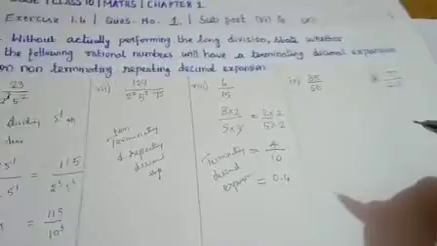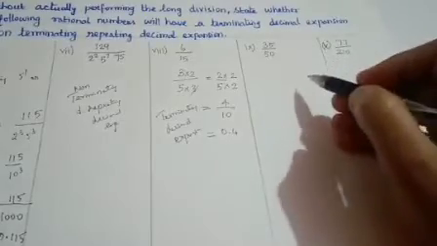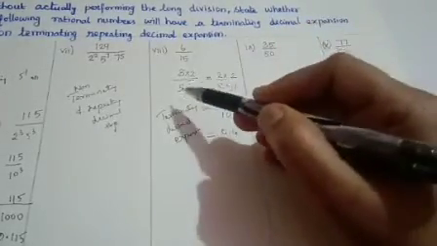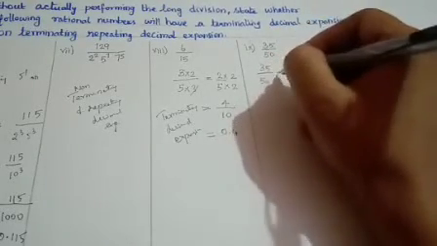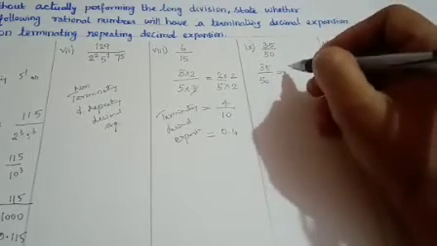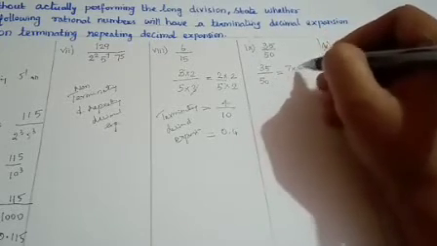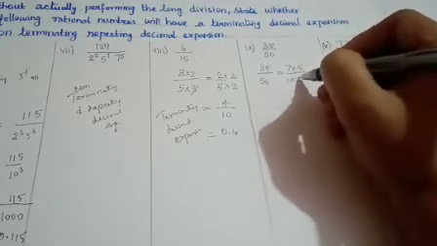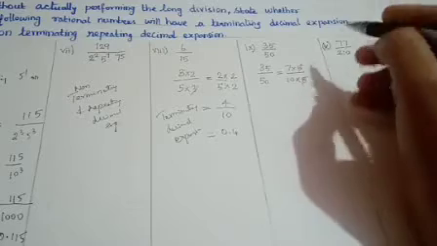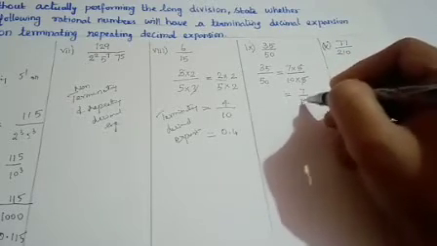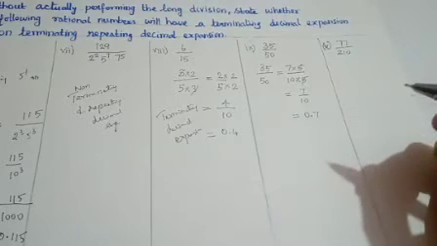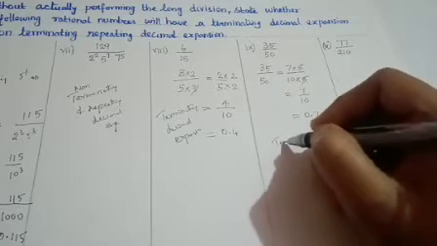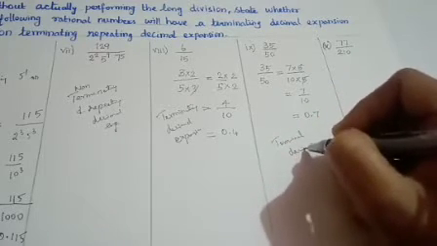The next problem is 35 by 50. 35 and 50 can be rewritten in terms of 5: 7 fives are 35 and 10 fives are 50. So the 5s get cancelled, and you have 7 by 10. 7 by 10 is 0.7. So this is also a terminating decimal expansion.